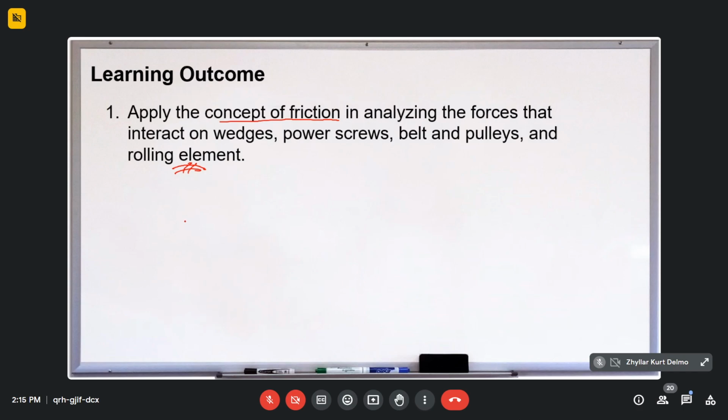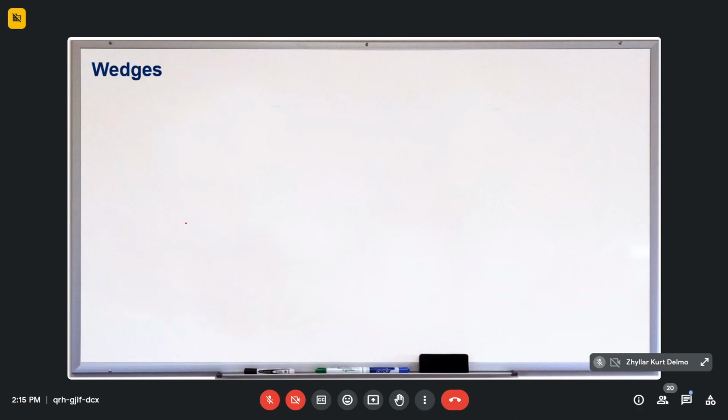Now, for this meeting, we will start with the wedges. Then, for the next meeting, that is what we will tackle. So tomorrow, it will be power screws, belts, and rolling friction.